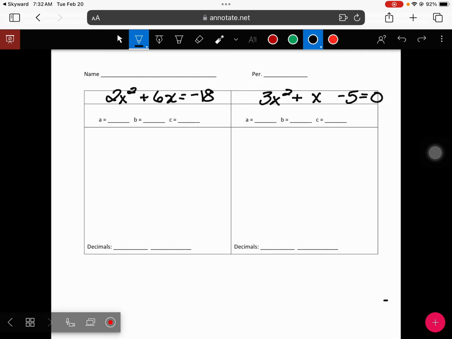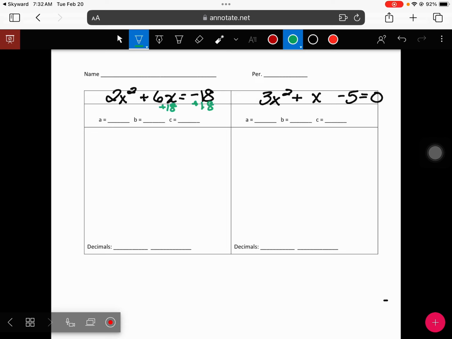What do I need to ask myself first? Is this in standard form? No, because if you try to find A, B, and C right here, you are going to end up with a mess. So I need to put it in standard form first. How would I do that? Add 18. Very good. So let's add 18.